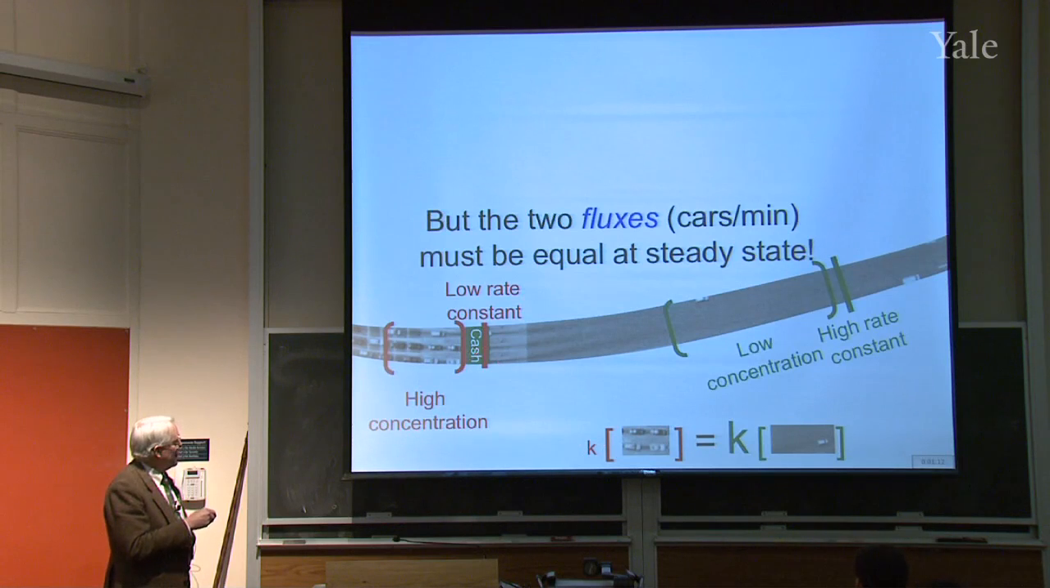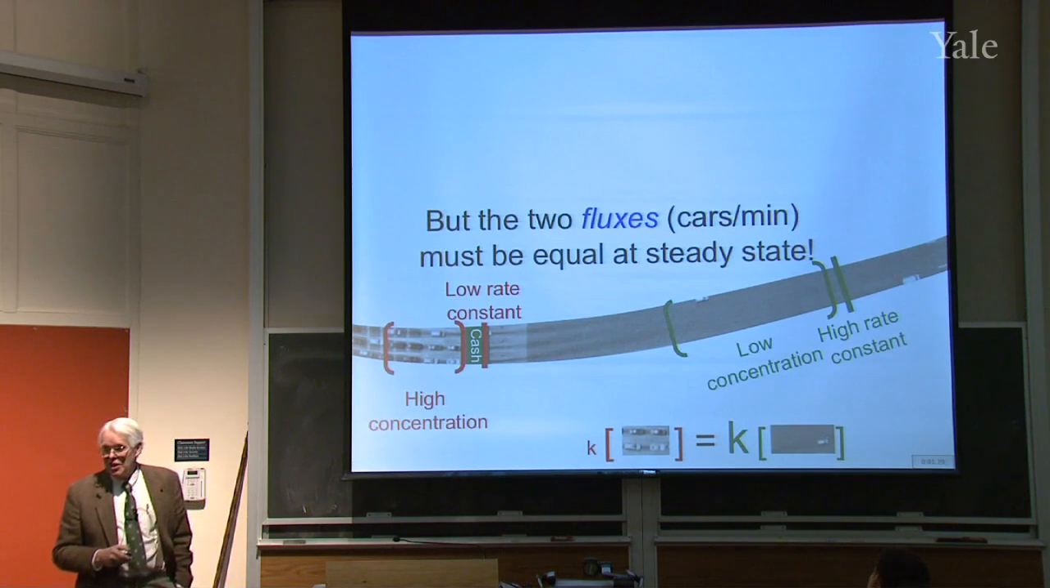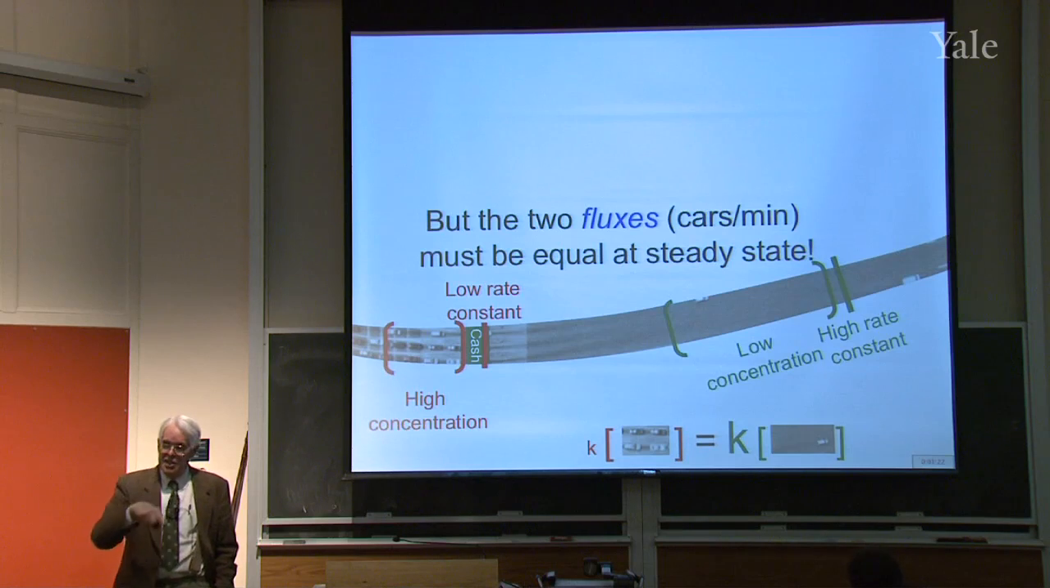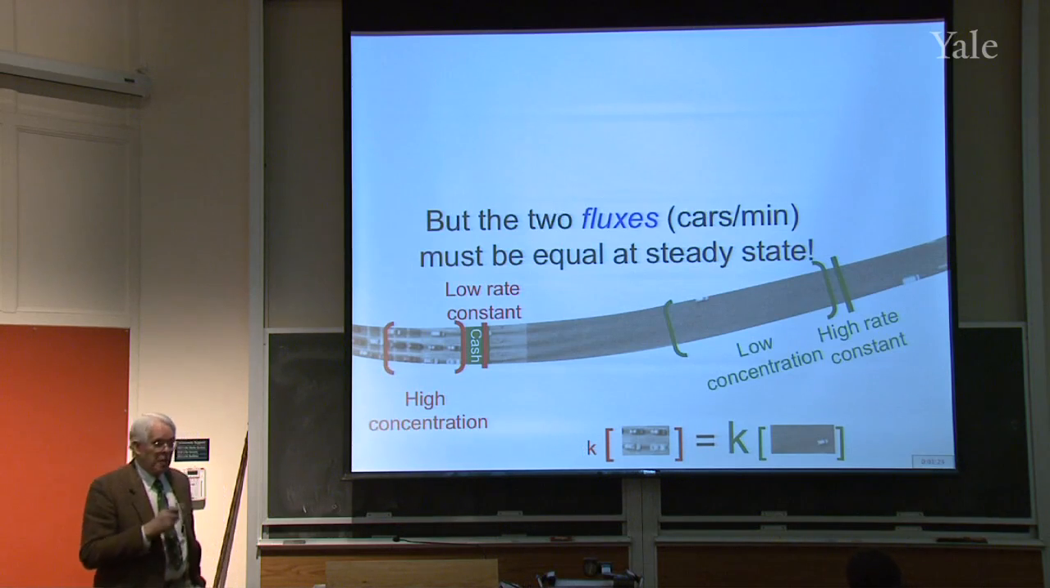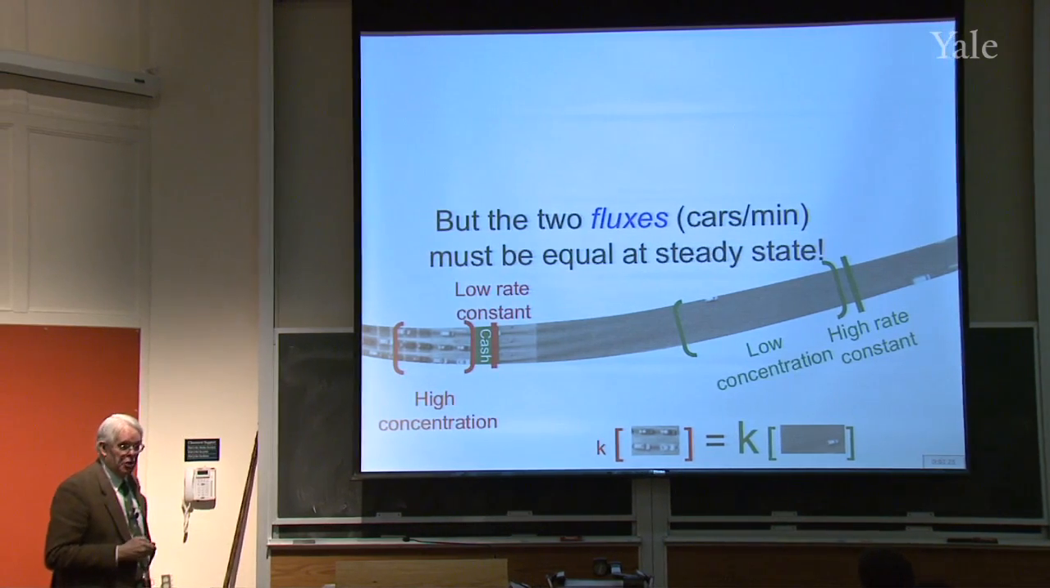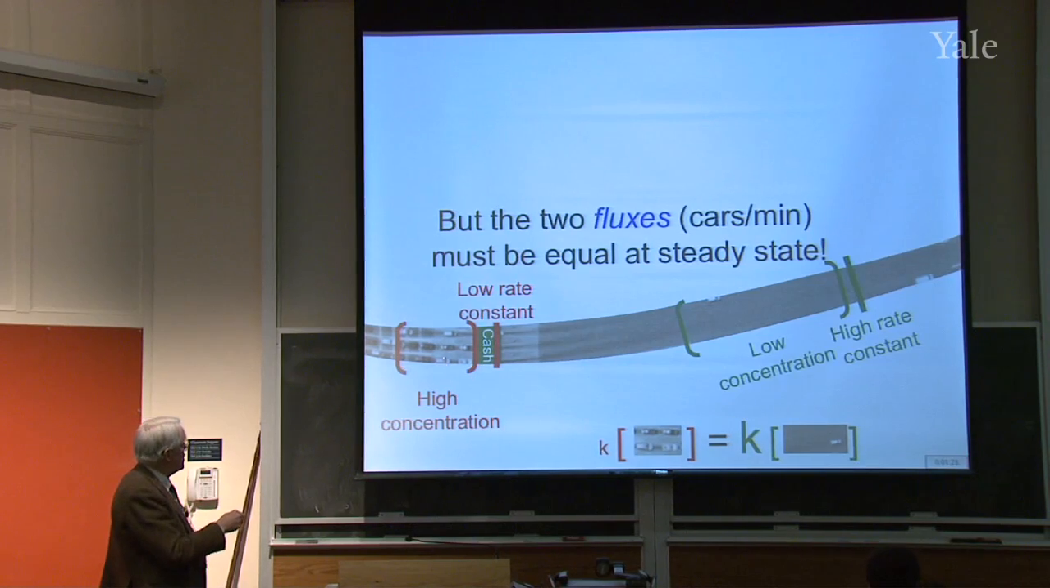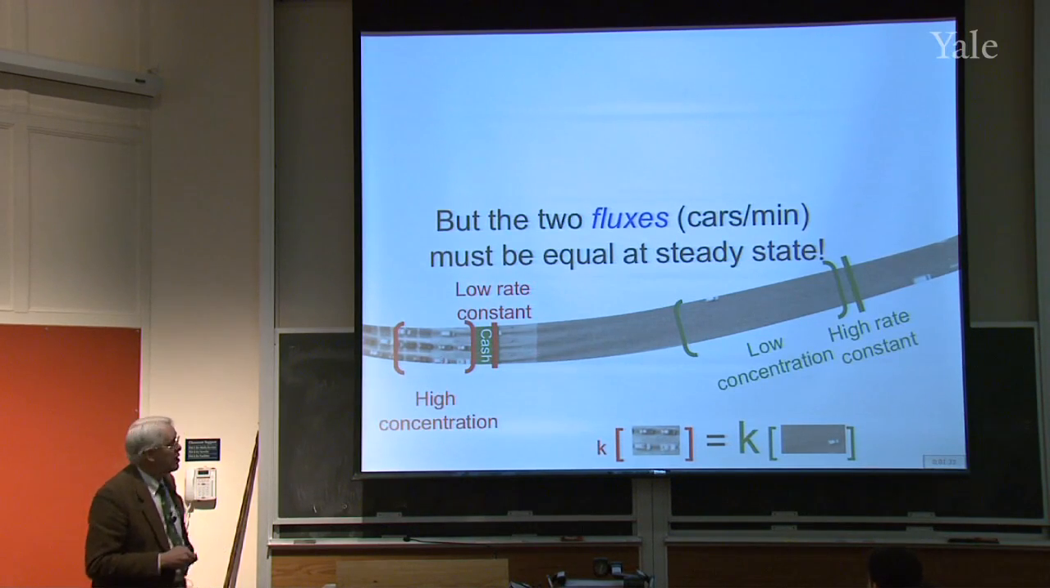The small rate constant paying cache times the high concentration is the same as the big rate constant once you've speeded up times the low concentration. So it's the same as you go around in the cycle, right? The rates of the two have to be the same, even though the rate constants are different. So the concentrations adjust, right?